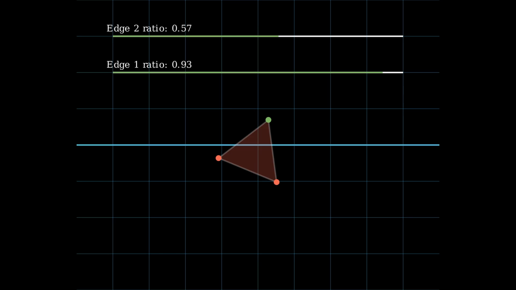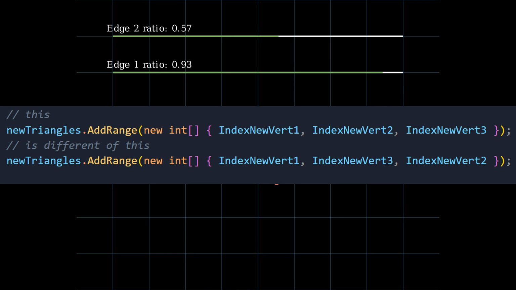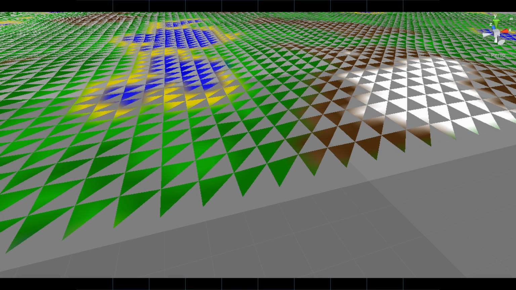Now, save the data of the old vertex, save the data of the new vertices and save a triple of each vert index to the triangle list. Take care about the order, because Unity uses clockwise order to draw the triangles.